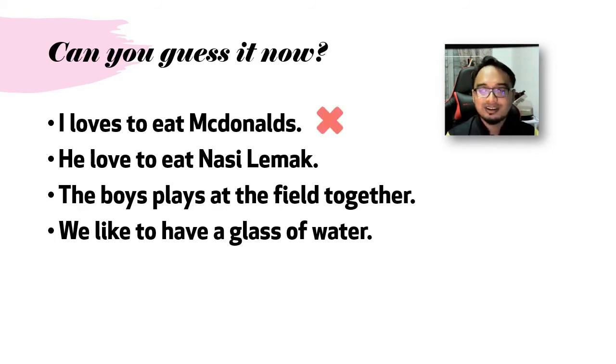Wrong, it is not correct. So, I should take a plural verb. It should be, I love to eat McDonald's. Alright? Second, he loved to eat nasi lemak.